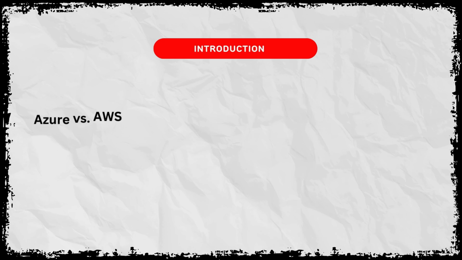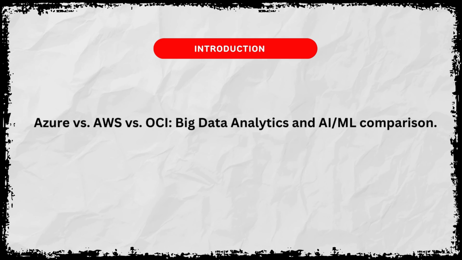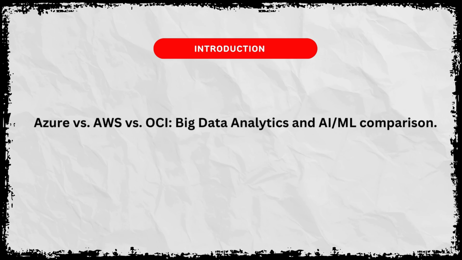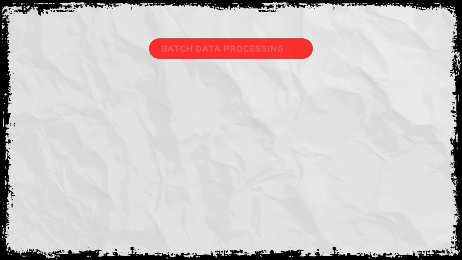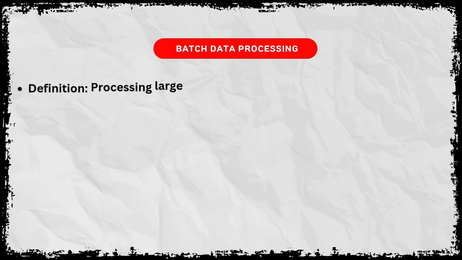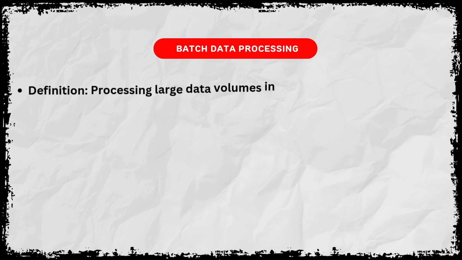The comparison is for big data analytics, and we'll start off with batch data processing. What exactly is batch data? It involves collecting and processing large volumes of data in predefined groups or batches at scheduled intervals rather than in real time. What are our options? What are the different services in each cloud?